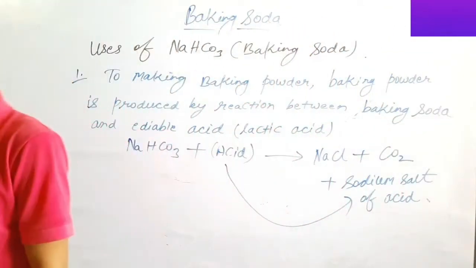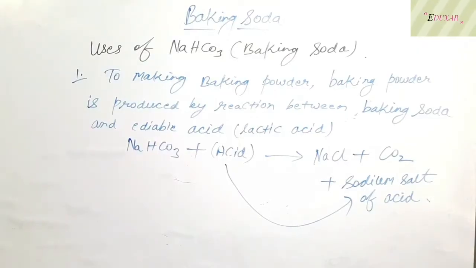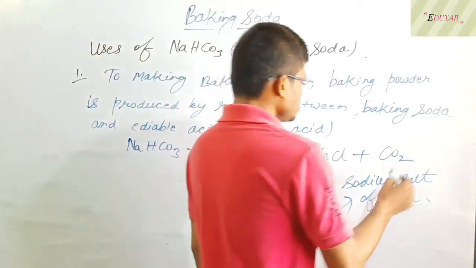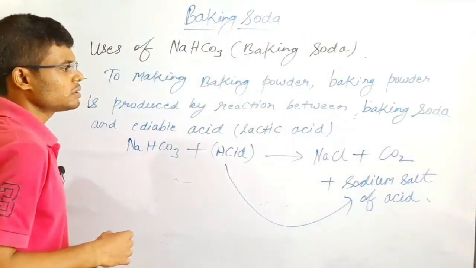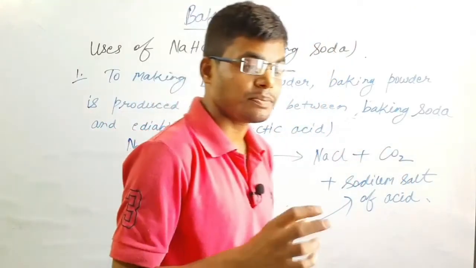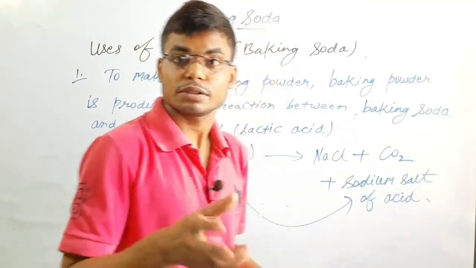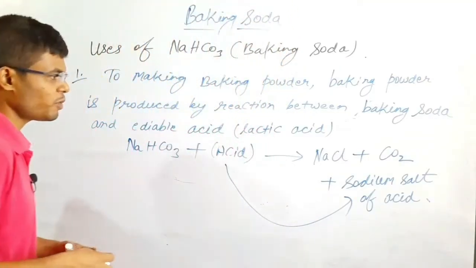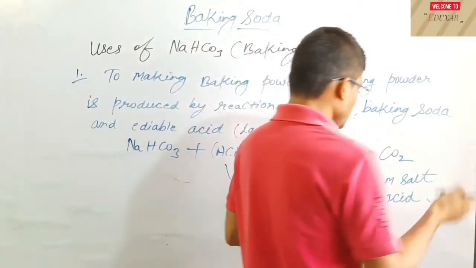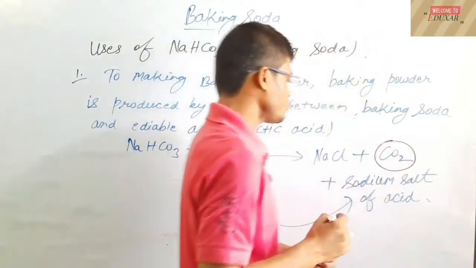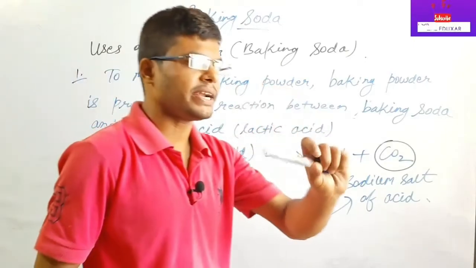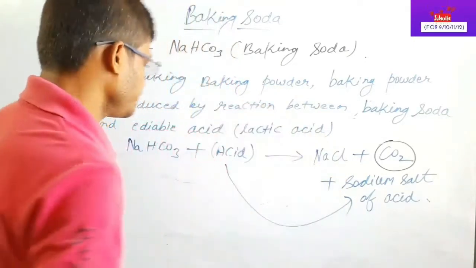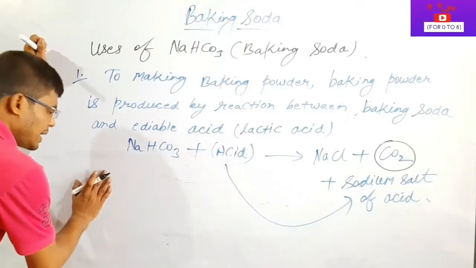Okay, now this CO2 is produced there. This makes the baking powder that makes the food ingredients fluffy and spongy. Here we have to observe that the CO2 that is produced from here is used in making bread and cakes fluffy and spongy. Okay, we must write this down here.